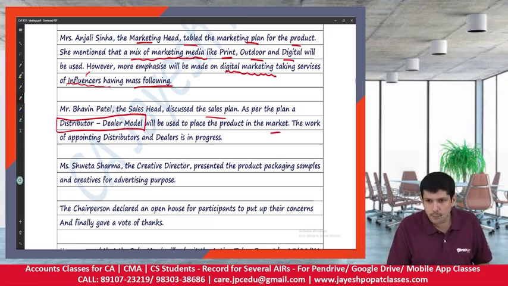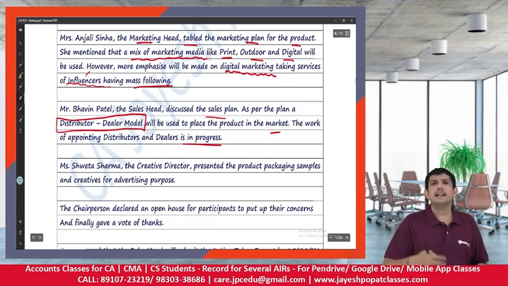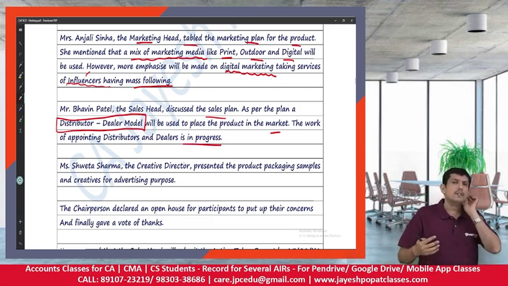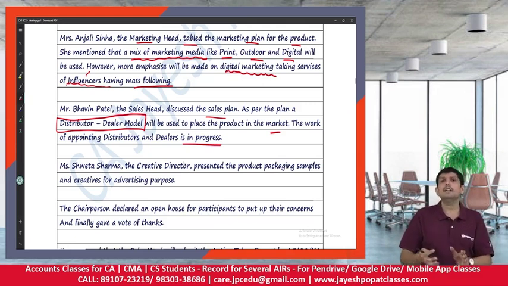The work of appointing distributors and dealers is in progress. So they have started identifying dealers and distributors. They have started talking to people in the market who are interested to sell the product of the company.